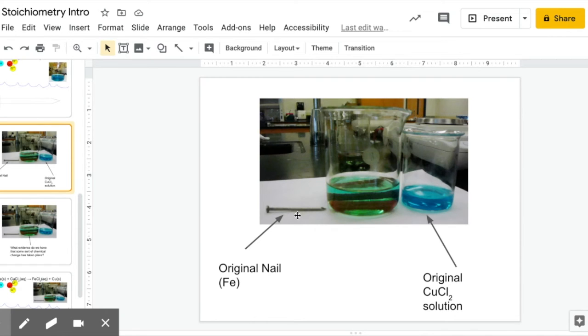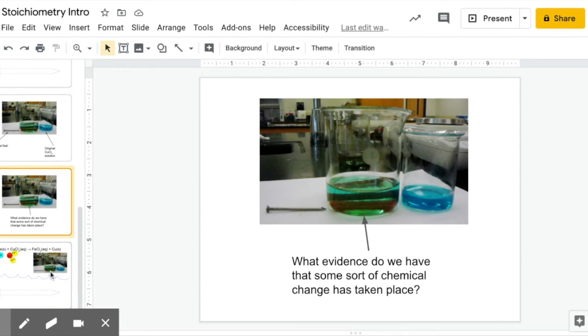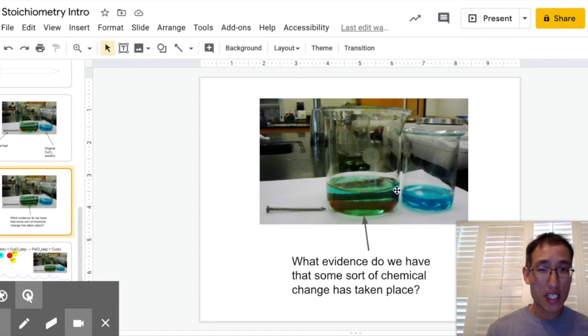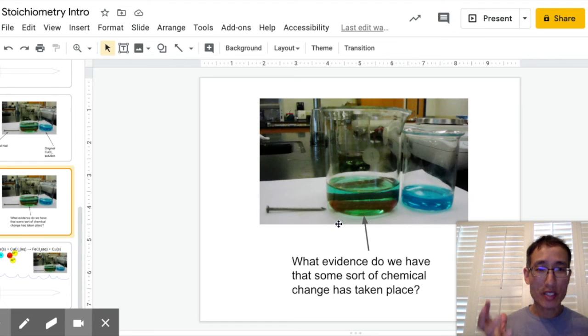This is the original nail. This is the original copper chloride solution. And you can see here that something is happening. If I let it sit for a couple hours, this is what happens. Okay, so the nail, you can see what's going on. I just want you to write down what evidence you have that something is changing. What do you see in this beaker that tells me that something is actually happening to the atoms here? Don't look at the chemical equation or anything, just look at the physical evidence. Look at the original substances and look at this. What do you see happening?